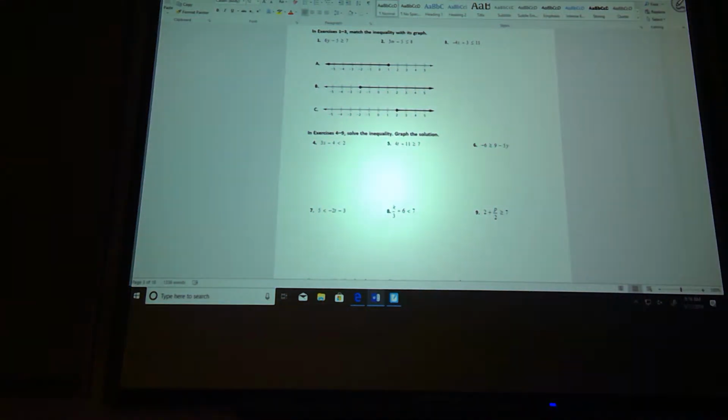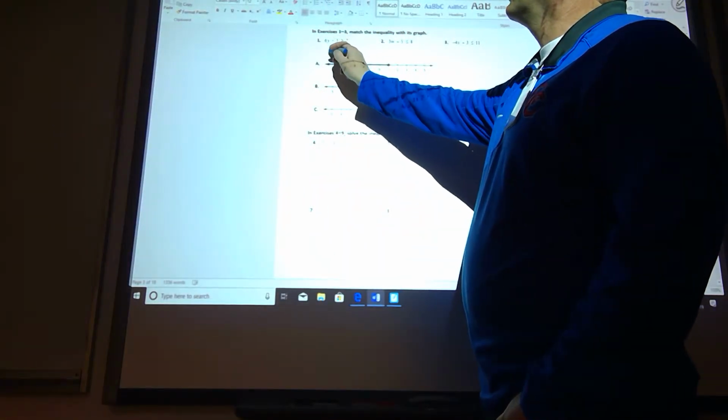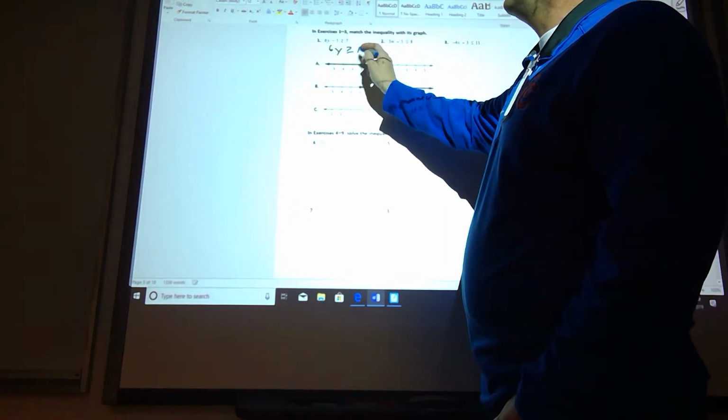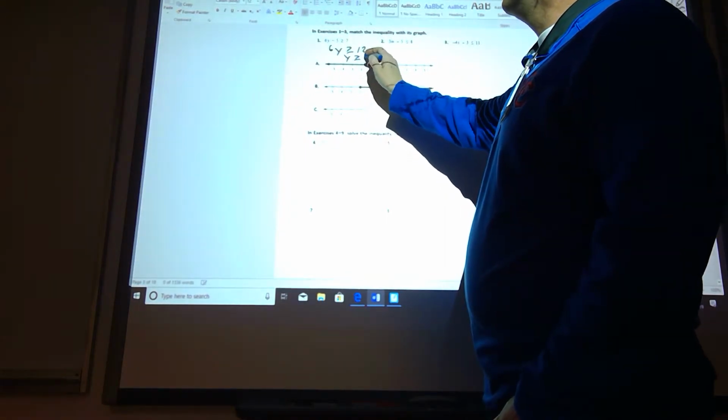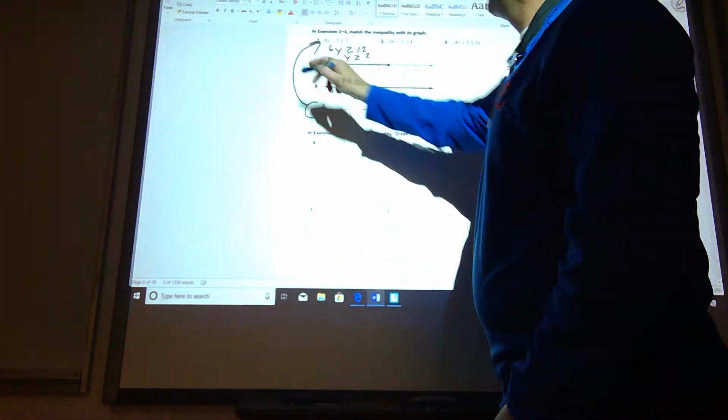Number 1, worksheet number 4, or maybe number 5. Let's see. Match the graph. Okay, so on this first one, I'm going to add 5, so I get 6y is greater than or equal to 12. So y is greater than or equal to 2. So it's got to be letter C.